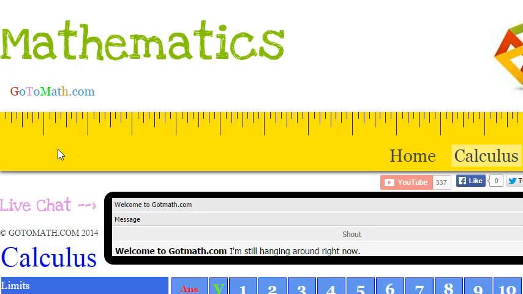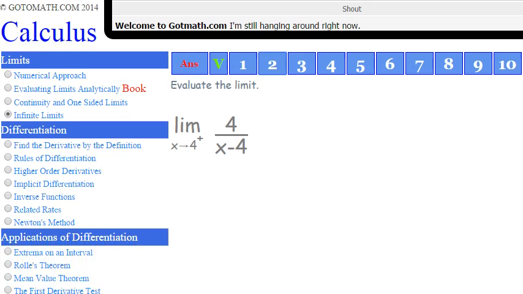We're at go2math.com. We're working some calculus problems. We're in the section limits. We're looking at infinite limits, and specifically this button right here is where you're going to get this problem. Take the limit as x approaches 4 coming in from the right hand side, 4 over x minus 4.